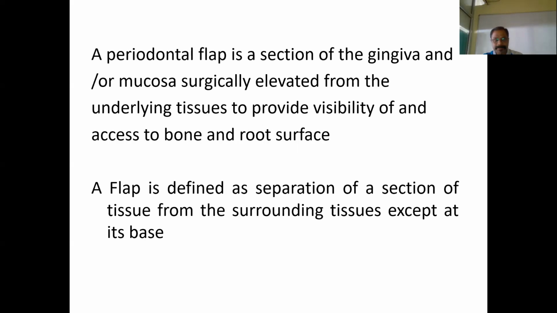So there are two definitions here, right? One is according to Carranza and one is according to the glossary of periodontal terminologies. According to Carranza, a periodontal flap is a section of the gingiva or of the mucosa which is surgically elevated from the underlying tissues to provide visibility and accessibility to the bone and root surface, right? So it is a section of the gingiva and/or of the mucosa surgically elevated from the underlying tissues to provide visibility and accessibility to the bone and root surface. This is according to Carranza.